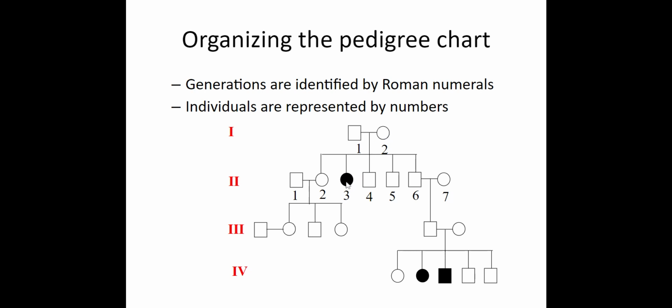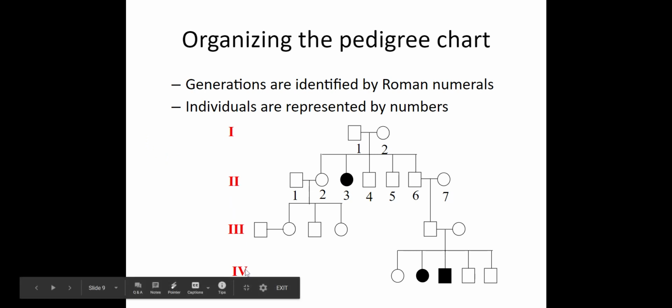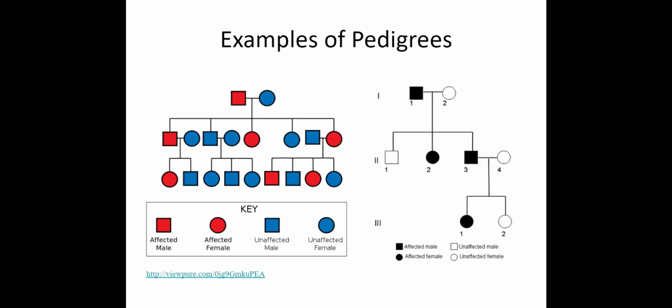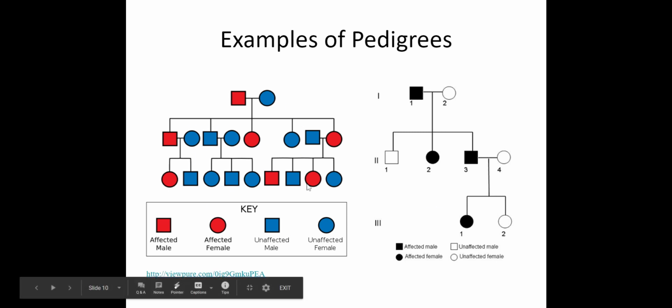copy from both parents. So generations are labeled with Roman numerals, and each individual within the generation is numbered from 1 to however many people there are. So this generation showed the 2 parents, and then in this generation, it shows 7 people, the 5 children, and the 2 spouses that married into the family. These are just some other examples. Sometimes they have both of the symbols shaded, and sometimes they shade just the ones that are affected.